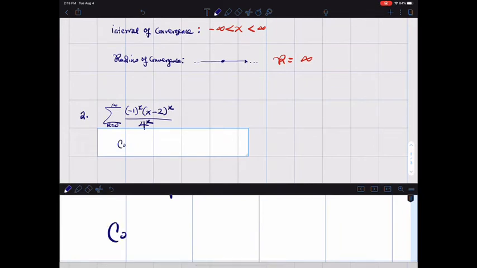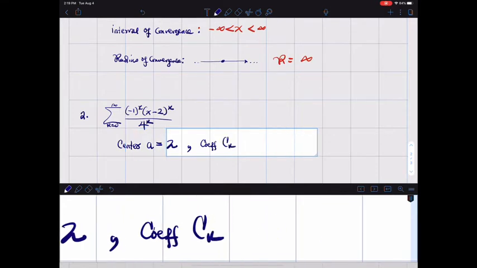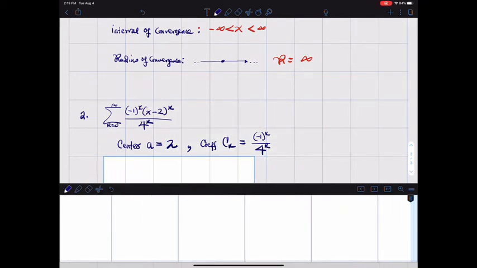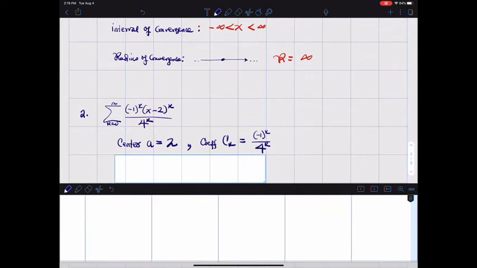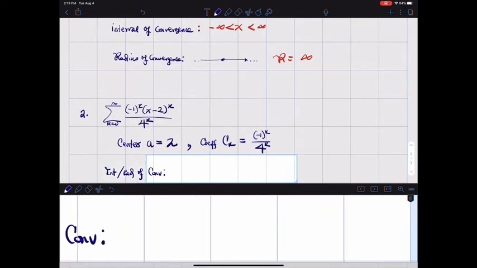Our a, the center, is equal to 2. Our coefficients, c k, is equal to negative 1 to the power of k over 4 to the power of k. Okay. All right. Now let's look for the interval of convergence and the radius of convergence. We're going to apply the root test.